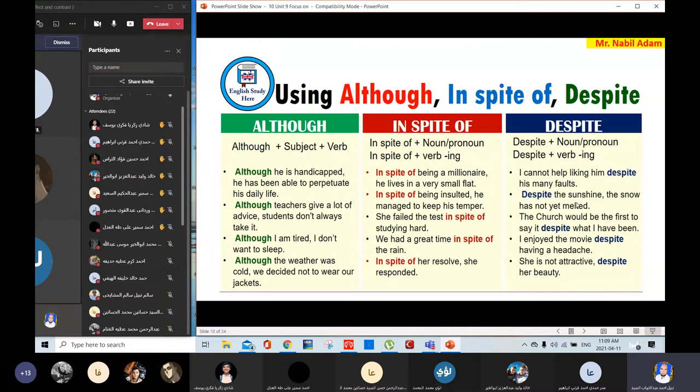Despite the sunshine, the snow has not yet melted. Despite means in spite of. The church would be the first to say it, despite what I have been. I enjoyed the movie despite having a headache. She is not attractive despite her beauty. Although she is beautiful, she is not attractive.